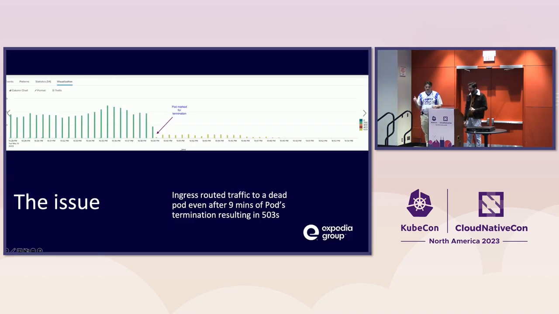So here's the actual issue. This is where the page out starts. We've been paged, 500 errors. Uh-oh, it's probably our fault. We're not sure. And it's lasting a really long time. A pod terminates, and for 9 minutes, users are seeing a 500 error. So this is a worst-case scenario for us.